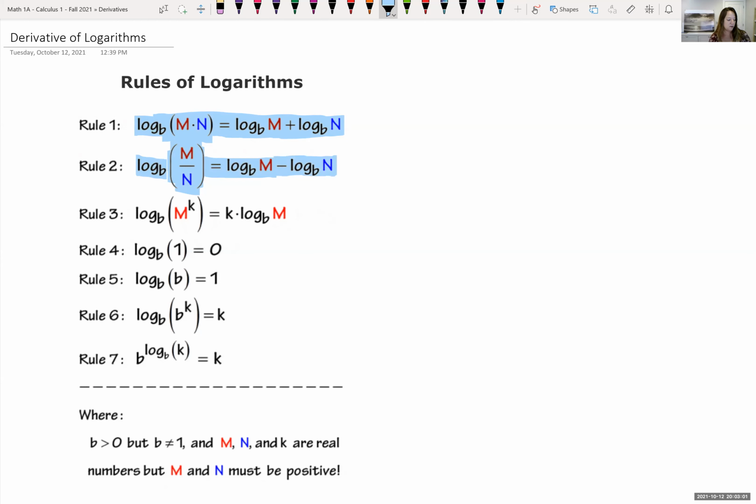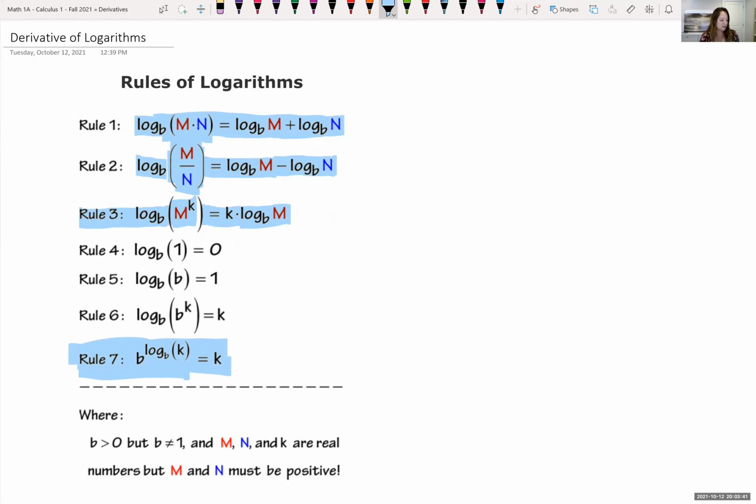And the other one that's going to be really helpful for us is rule 3 in front of us, that log base b of m raised to some power, in this case k, we can bring that power in front as a coefficient. So k times log base b of m. One other one that's going to help us prove is this rule 7. So if you have e to the log base b of k, where the same base as your log is the base of your exponential, then those simplify and cancel each other out, giving you just k.